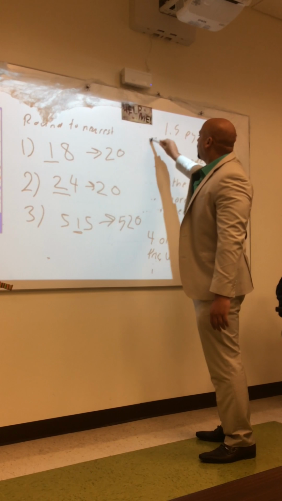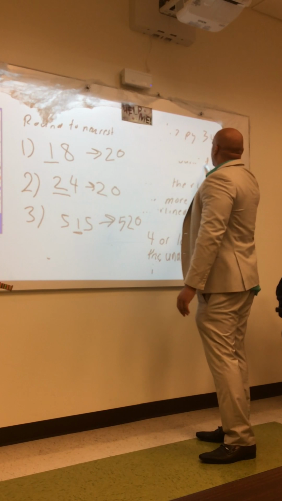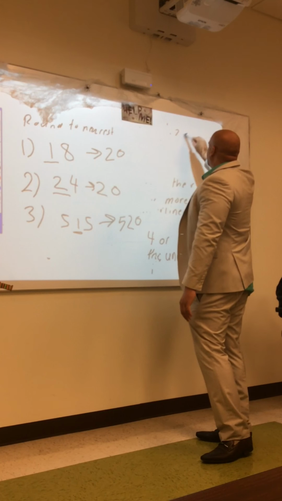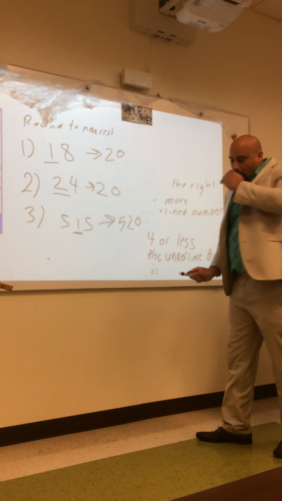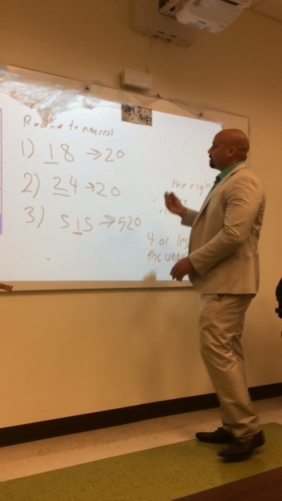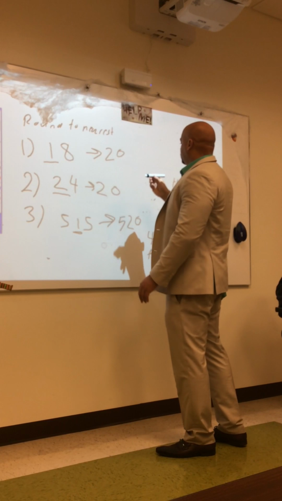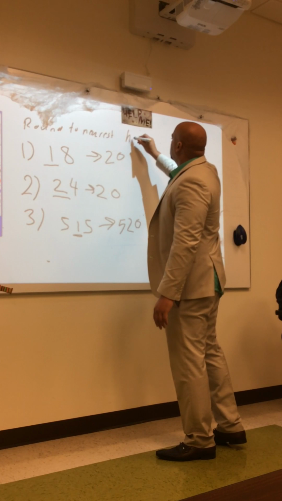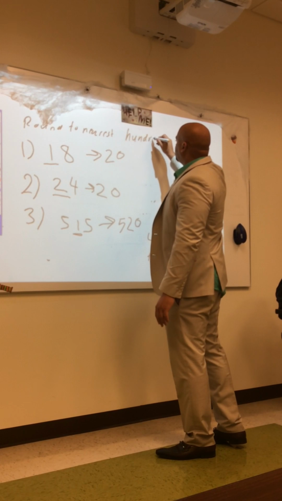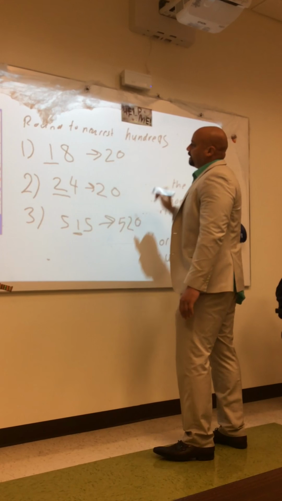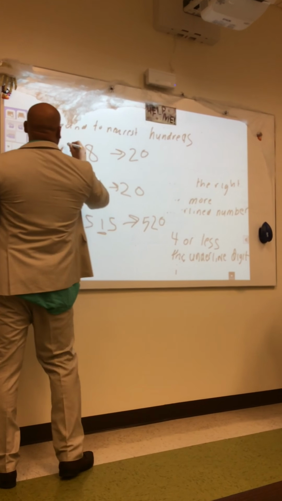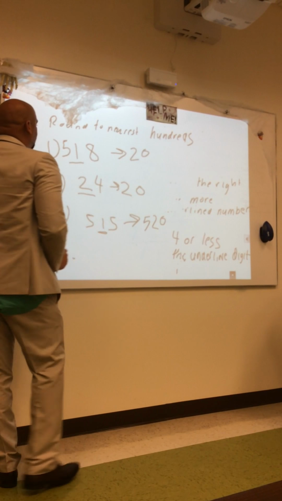Okay, so instead of the tens, we could try rounding to the nearest hundreds this time, and do some more examples of that. And then thousands, etc. So the key is always underline the value that they're looking for. So the nearest hundreds, and let's take the same examples that we just had, but now it's 518.